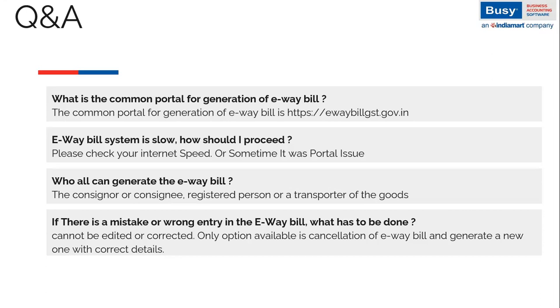If there is a mistake or wrong entry in e-way bill, what has to be done? As I have shown in the practical session, you have to cancel that e-way bill number, and you have to regenerate your e-way bill number in a new method or in a new transaction.